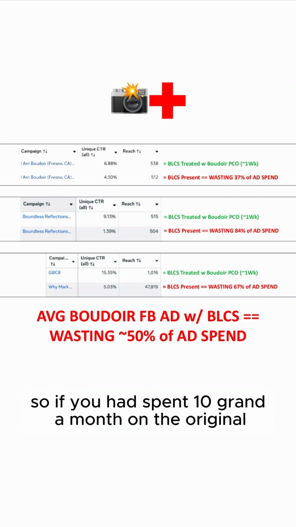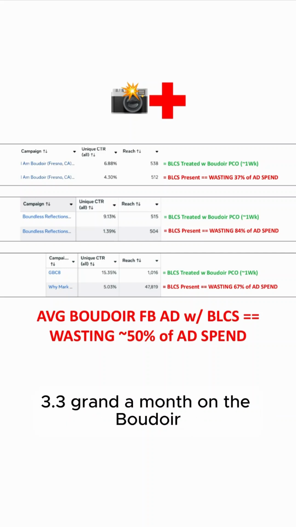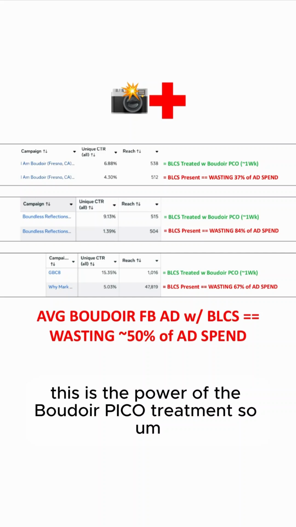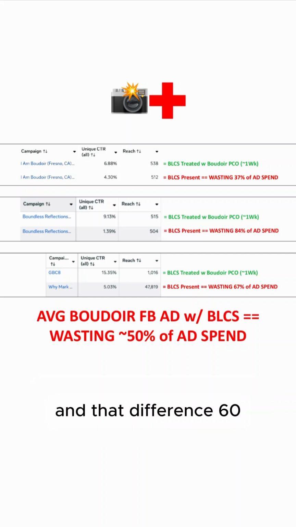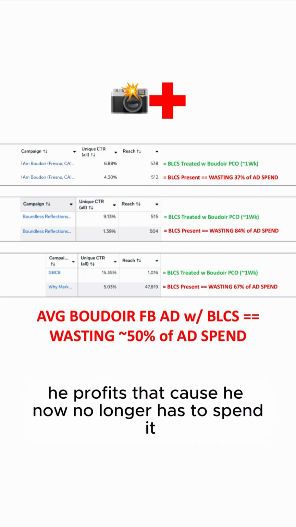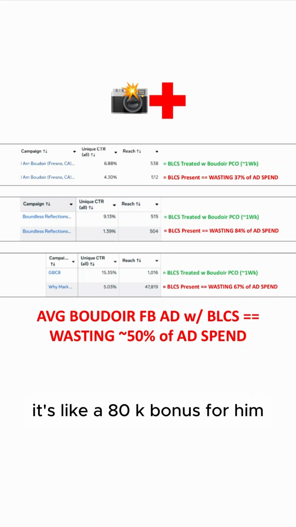So if he had spent 10 grand a month on the original Boudoir Facebook ad, now he only needs to spend 3.3 grand a month on the Boudoir Pico treated ad in order to get it into the same number of women's brains. This is the power of the Boudoir Pico treatment. So, and that difference, 6,700 bucks, he no longer has to spend. He pockets it. Phantom profit, Boudoir Pico profit. Every single month he profits that because he now no longer has to spend it. And at the end of 12 months, it's like an 80K bonus for him.